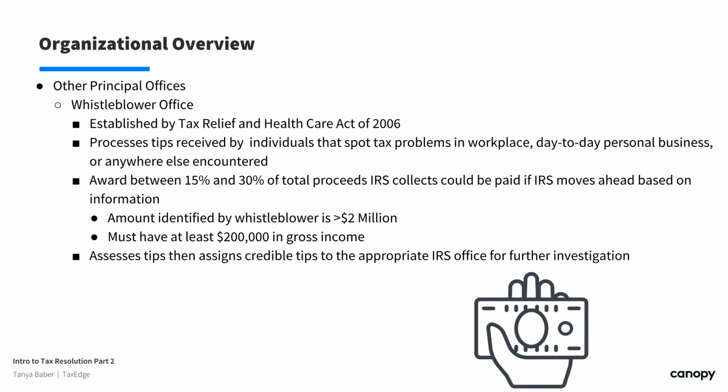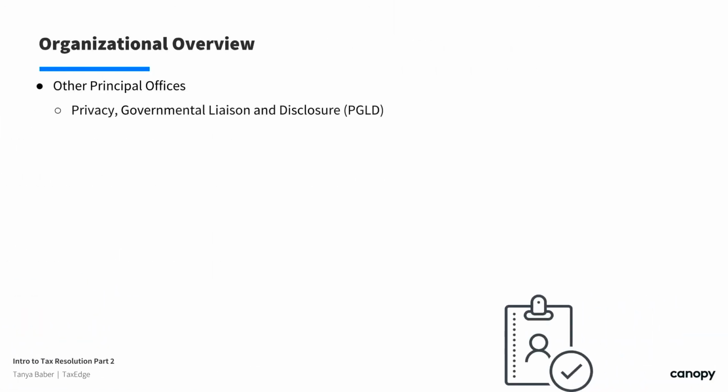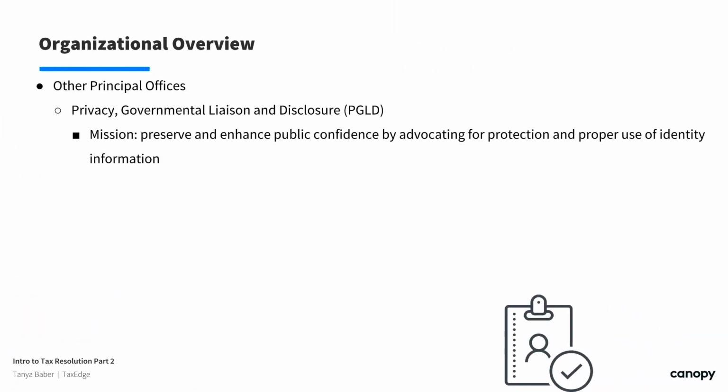So here's one other office that exists. They have a Privacy, Government Liaison, and Disclosure office. This one's kind of a newer one, the PGLD. They're supposed to try to enhance public confidence by watching the proper use of identity information. We often call it PII, which means personally identifiable information.